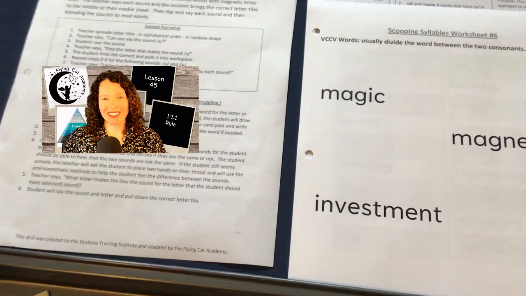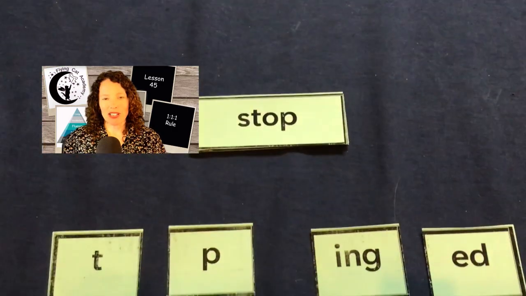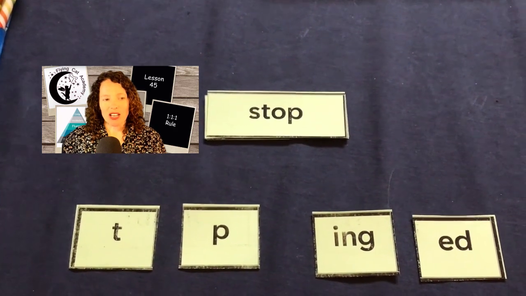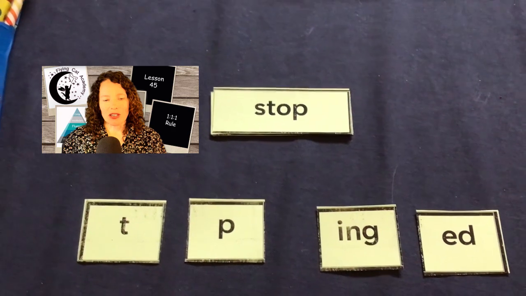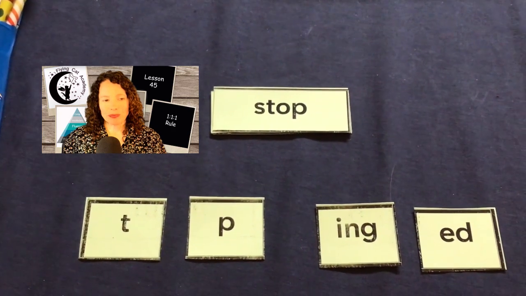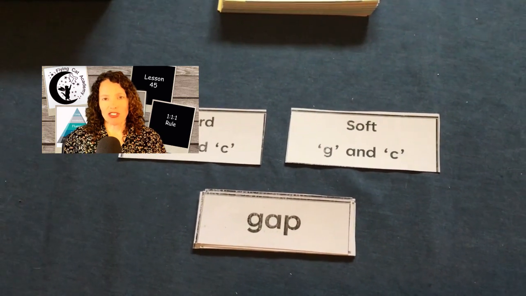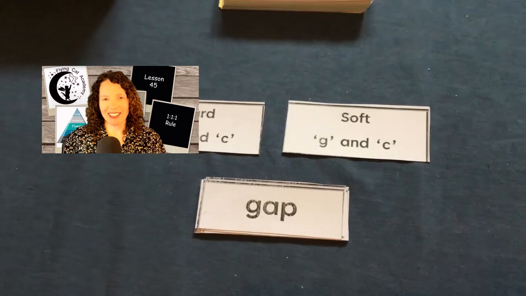portion of the lesson. In addition to all that, in the new content part of the lesson, we'll be introducing the 1-1-1 rule. So you'll have to cut out the cards for that drill. And then we'll also have a drill to review another concept, and that'll be the hard and soft sounds of G and C.